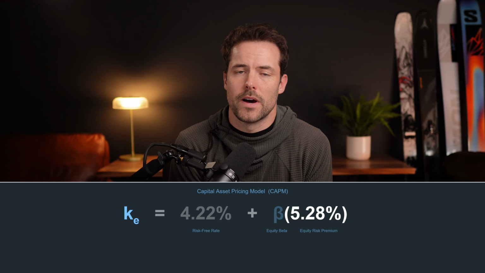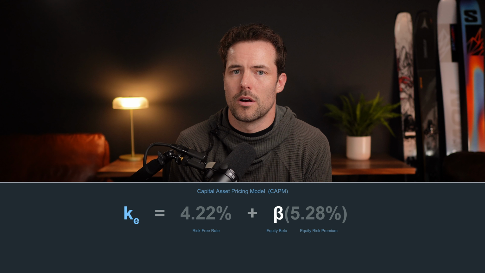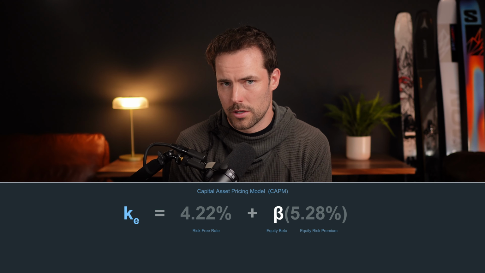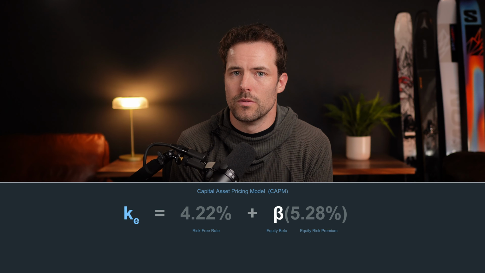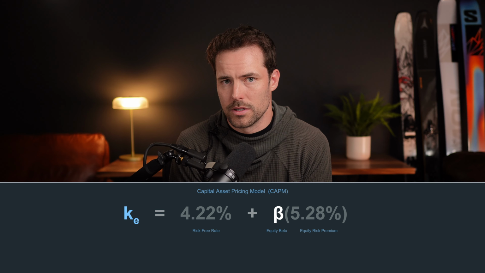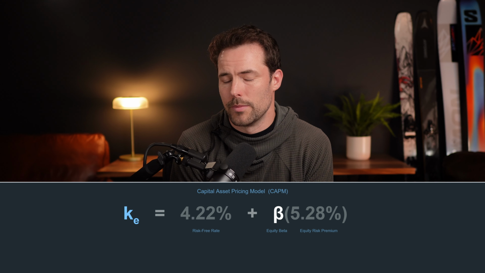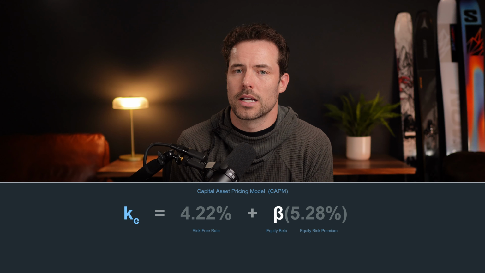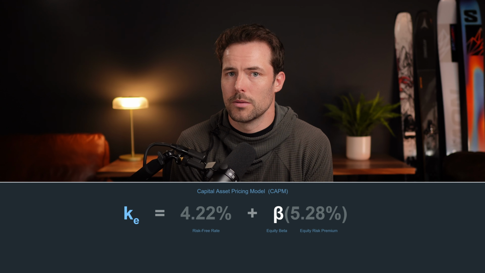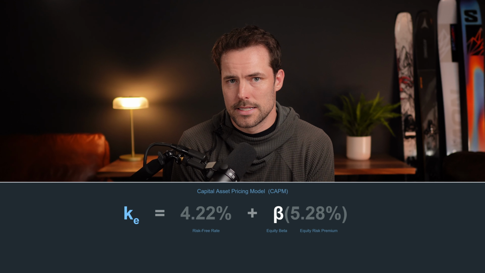And that brings us to our final and most important input, the equity beta, which measures how sensitive a company's stock returns are to movements in the overall market. A beta of 1 means the stock's returns tend to move in line with the market on average. When the market rises 1%, we'd expect the stock to rise about 1% as well. A beta greater than 1 means the stock's returns are more sensitive to market movements than average. And a beta less than 1 means they're less sensitive.